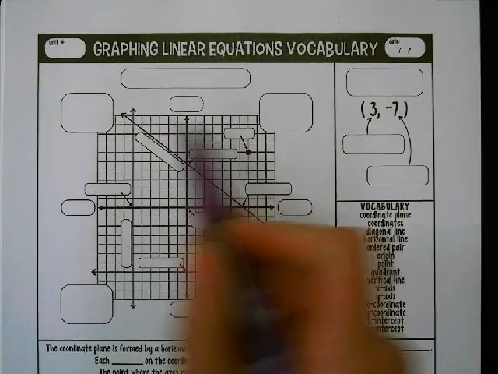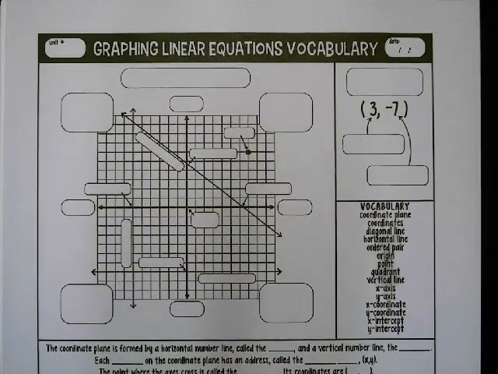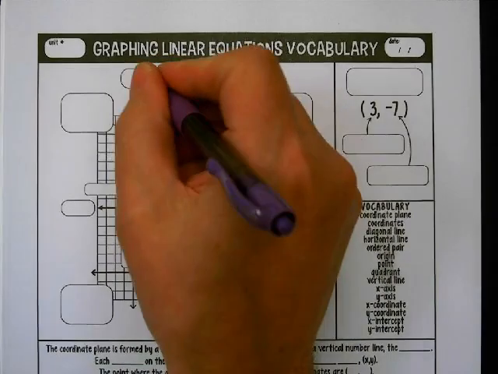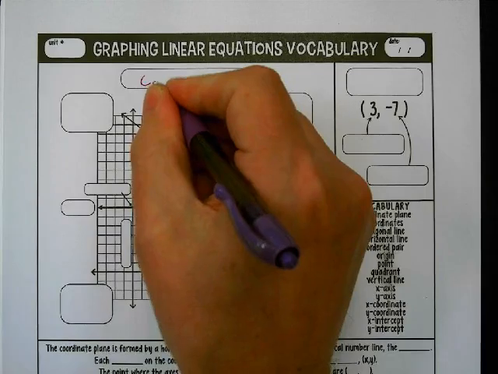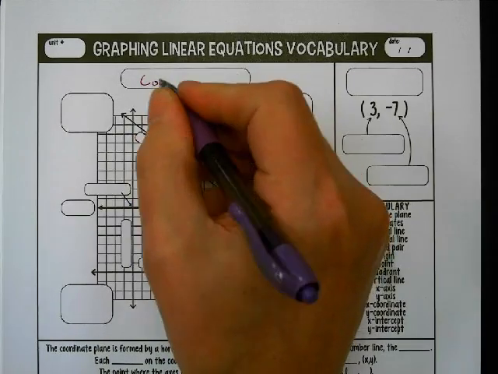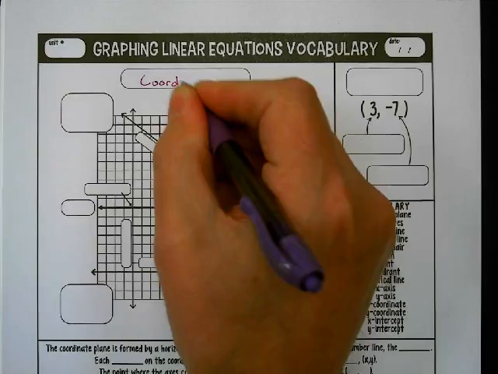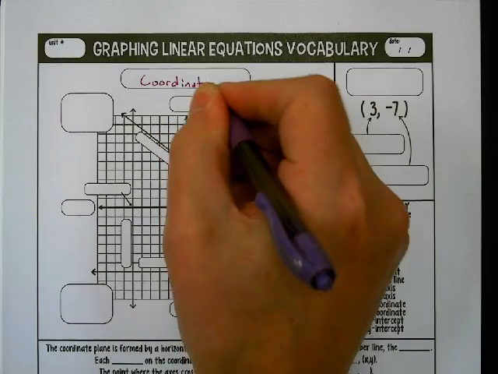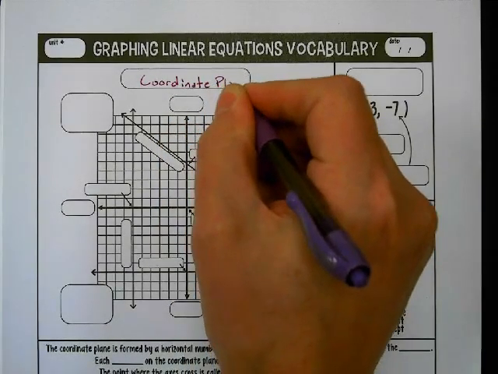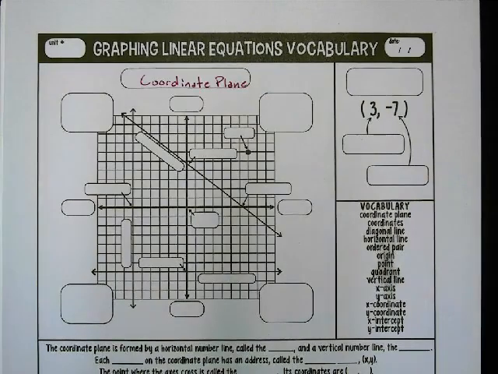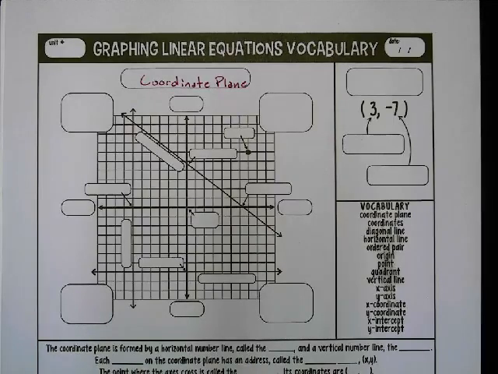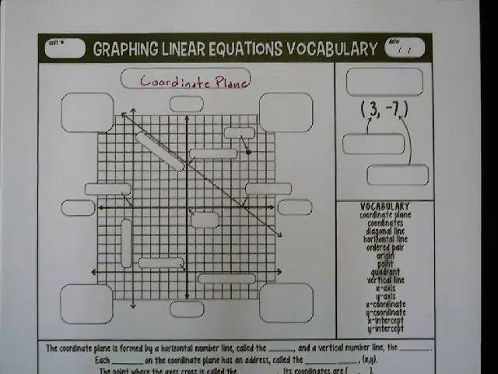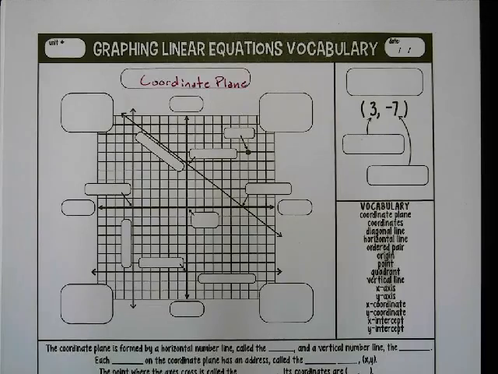So the coordinate plane. This whole thing is called a coordinate plane. So that's the name of this whole thing that we're going to be graphing on. A lot of you just call it a graph, but it has a cool name. It's called the coordinate plane. Plane just means something like flat, so two-dimensional, so that's why this is a plane. And then it has a bunch of coordinates on it, so it's called a coordinate plane. There we go.